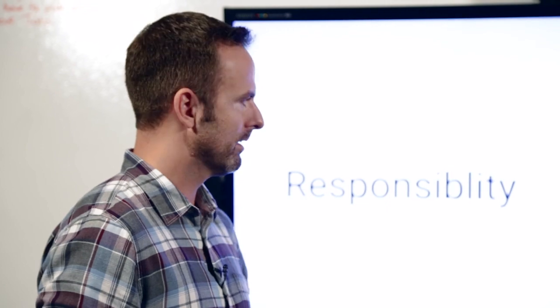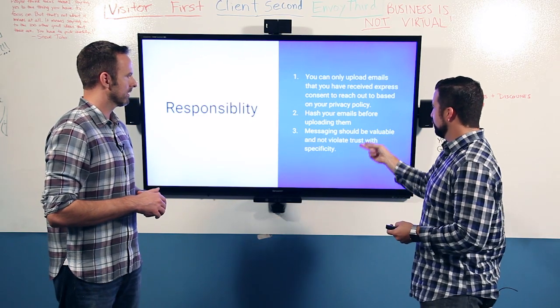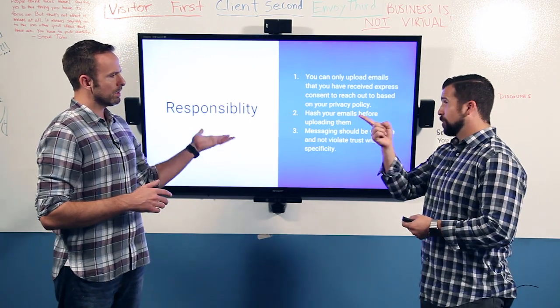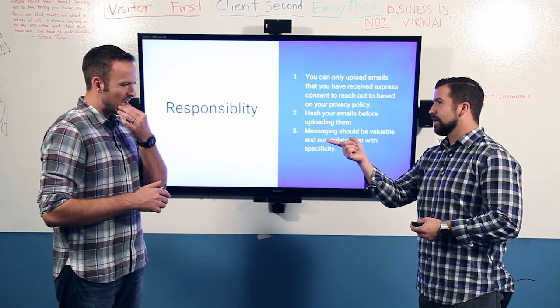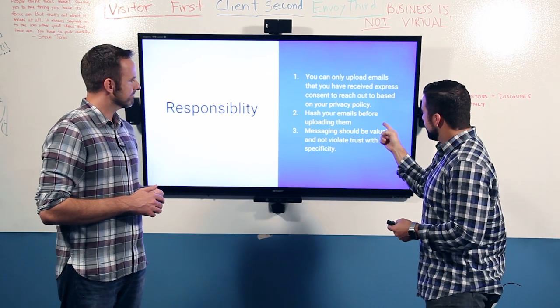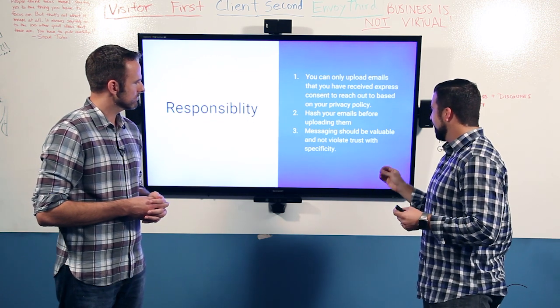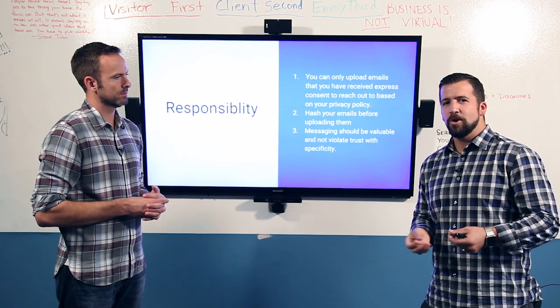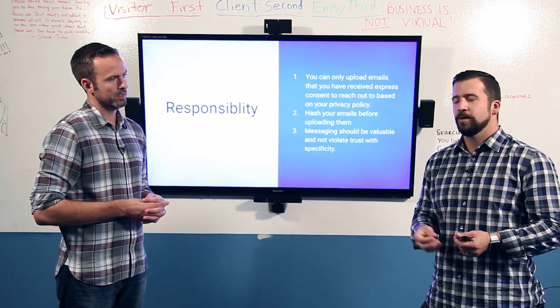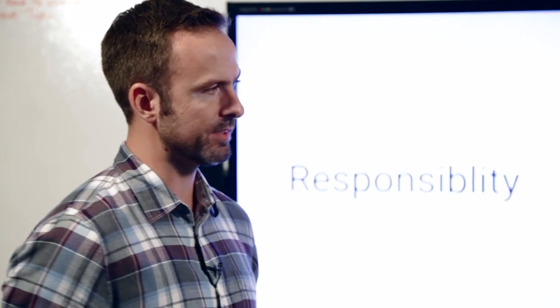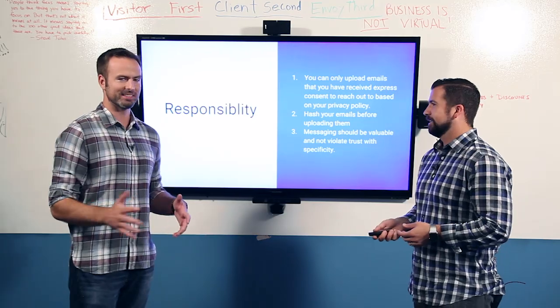The next thing I'd say is to hash your emails before uploading them. And you actually created a tool that you'll let people know about in the comment section of the video. The third thing is that your messaging should be valuable and not violate trust. Don't be creepy, and don't be too specific about what you know. Don't segment your list by people named Bob and say, "Hey, Bob, come back." It's a great idea, but it violates the terms, so don't do it.